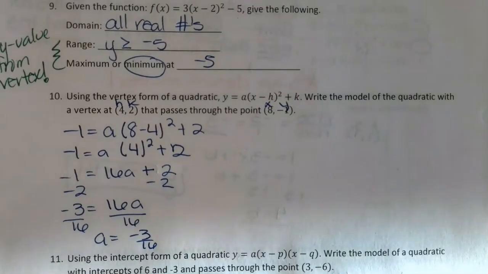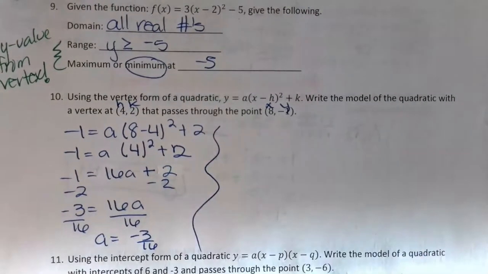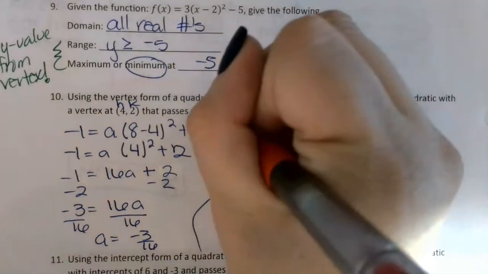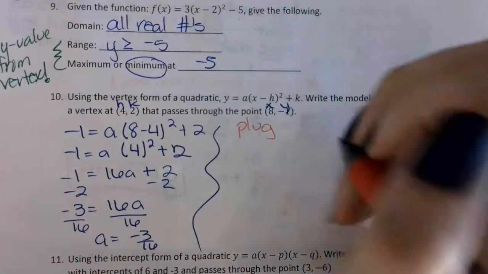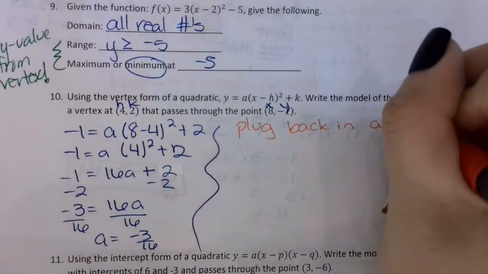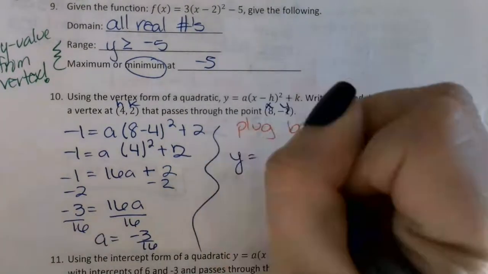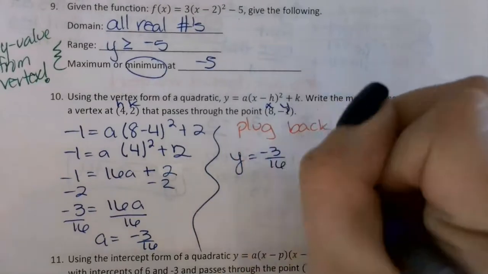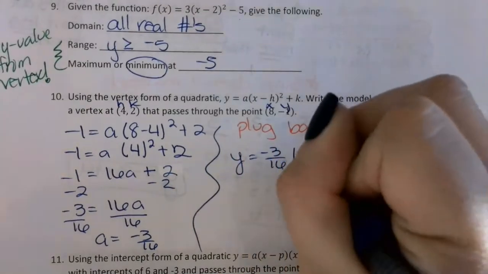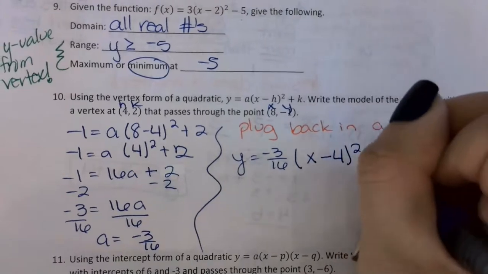So I want to plug back in a, h, and k. So I get y equals -3 over 16, parentheses, x. My h was 4, so minus 4, squared, plus 2.